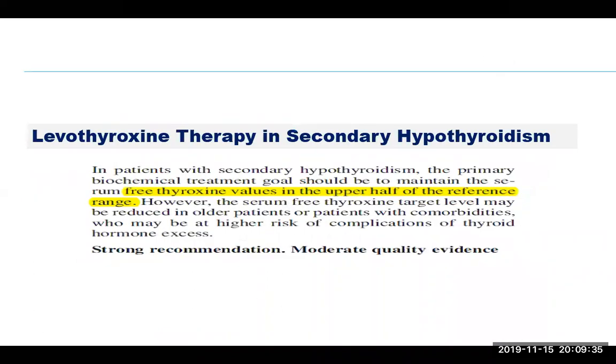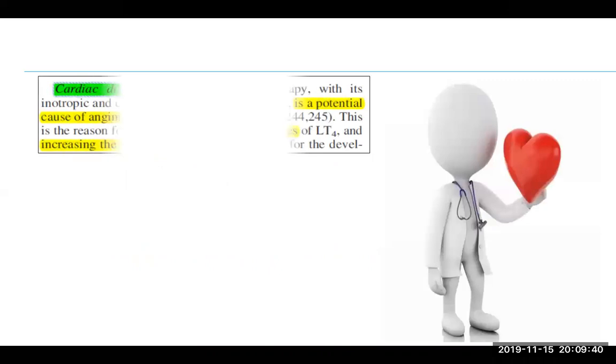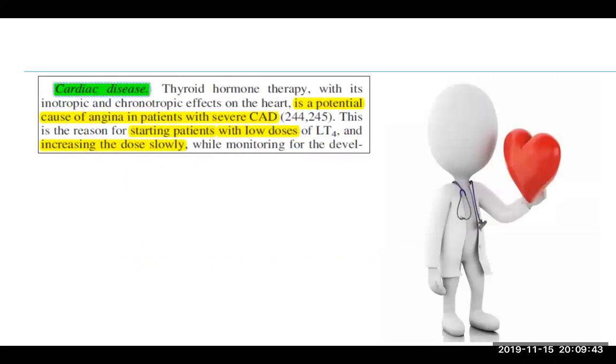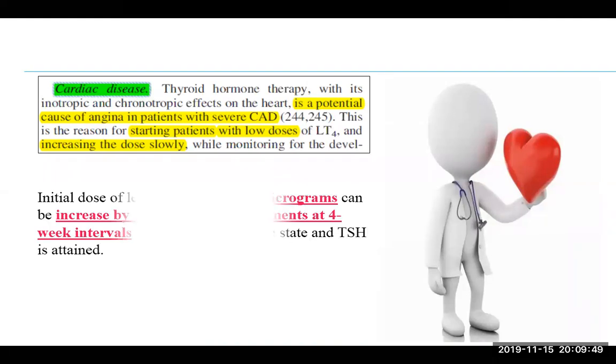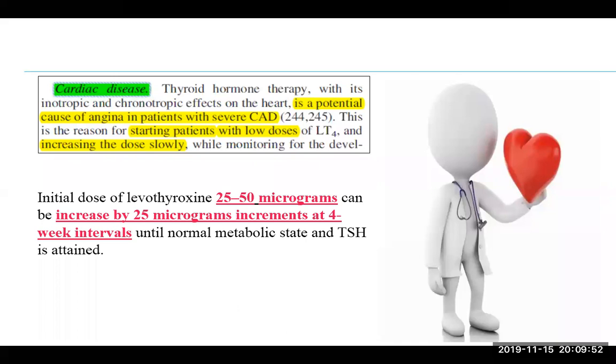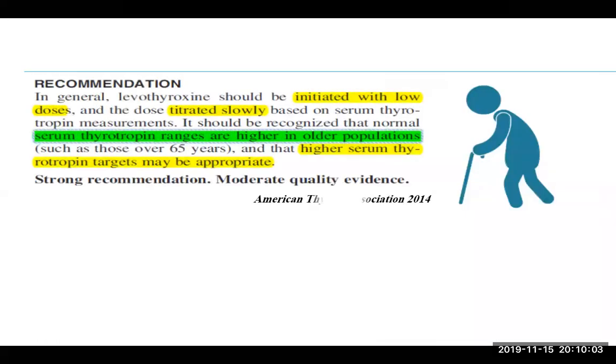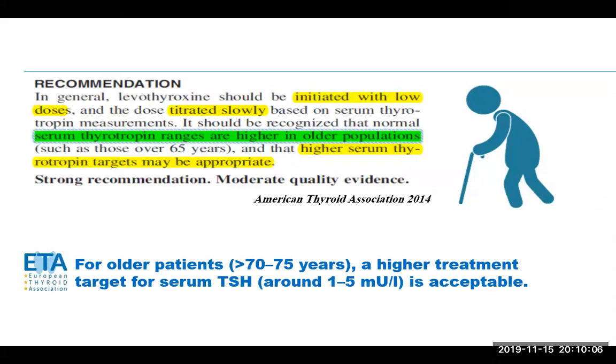And of course, in secondary hypothyroidism, we follow up our patient by free T4, not TSH. And of course, this is very important. Practically, in any case of cardiac disease, especially ischemic heart disease, we must start with a very low dose of levothyroxine, 25 to 50 microgram daily, and increase the dose at every 2 to 4 weeks interval, not more, not less. And of course, in the elderly, meaning patients over 65 years, we must start with a very low levothyroxine dose, and increase the dose as in the cardiac patient.